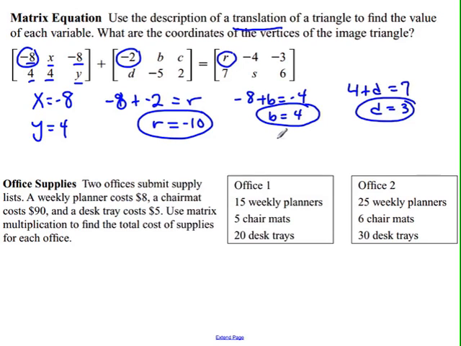We could say 4 minus s equals 5. I'm sorry, 4 minus 5 equals s. 4 minus 5 equals s, so s equals -1. Let's see what variable I'm missing. I have c probably. Where's c at?